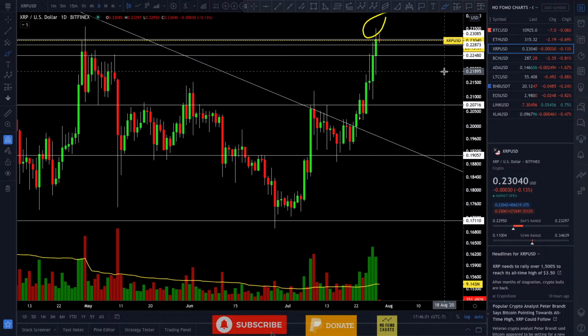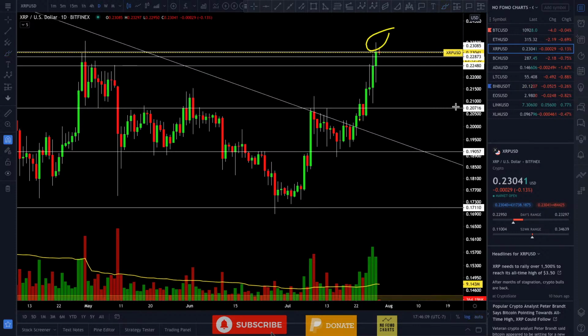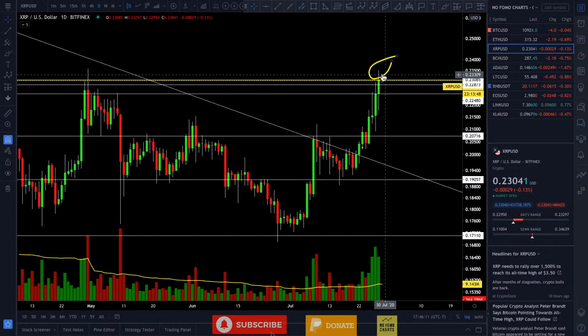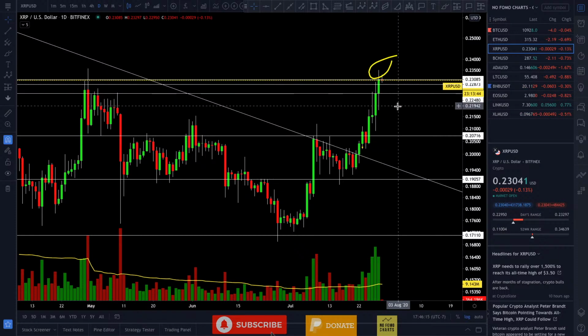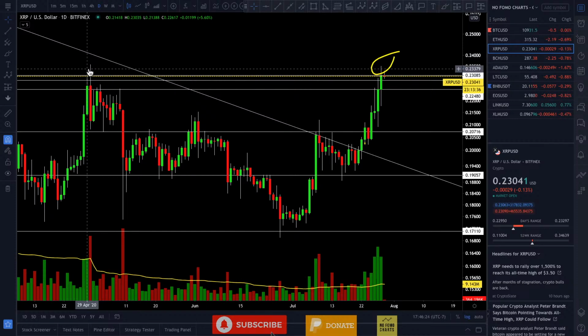So again, XRP Ripple, US dollar, 1-day, Bitfinex exchange. So again, why did I circle this? Because this is a significant resistance level right now. Again, we just recently opened the Asian session, which means this is a new candle, it's a new day for crypto, UTC time, right? But again, look to the left. Look to the left right here. You get resistance at the 23-cent range.